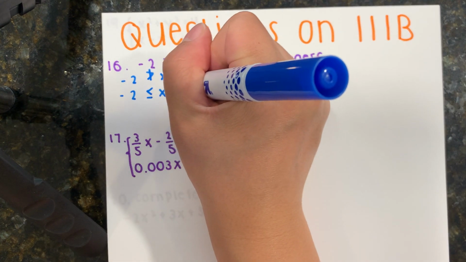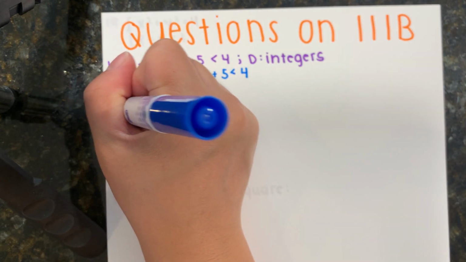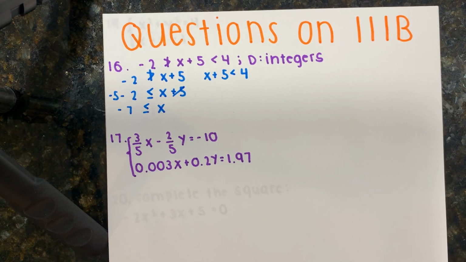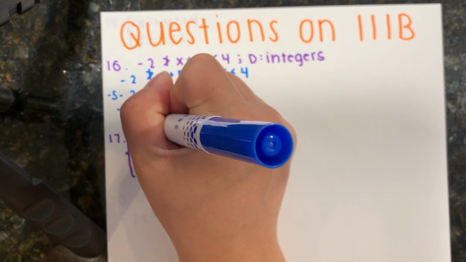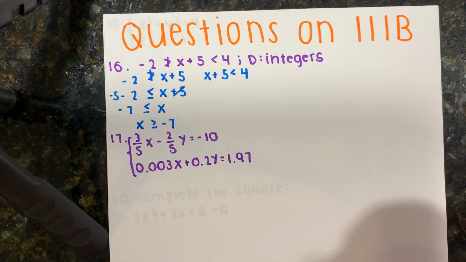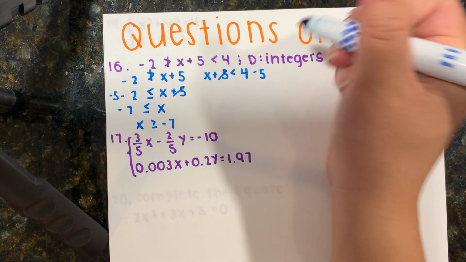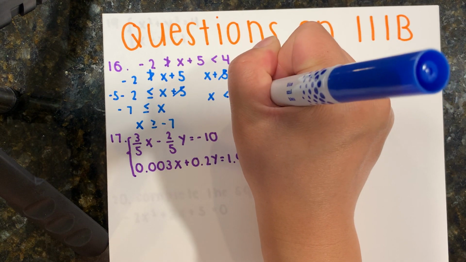Then I'm going to move the 5 to the other side by subtracting 5. So I have negative 7 is less than or equal to x, but I do want to flip that so the x is on the left-hand side. So I have x is going to be greater than or equal to negative 7. Then I'm going to move the 5 to the other side by subtracting it. So that would be x is going to be less than negative 1.